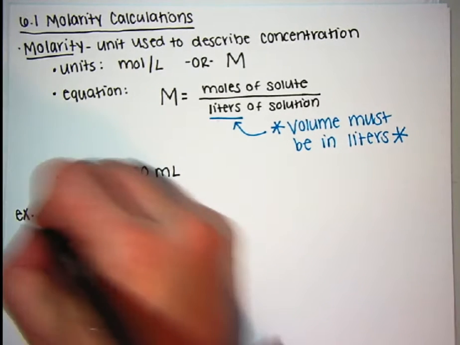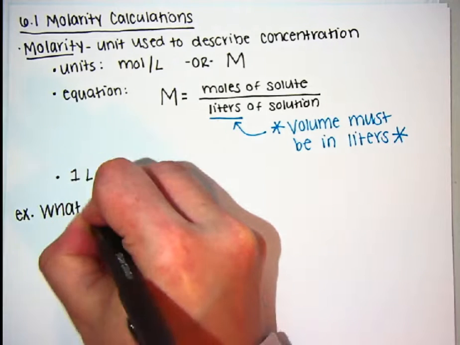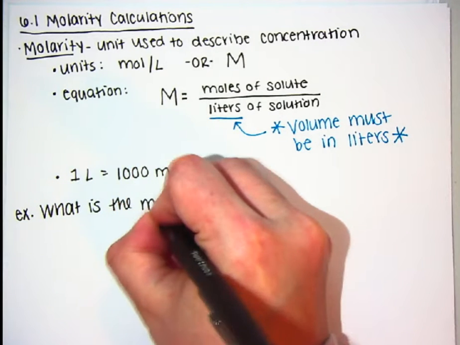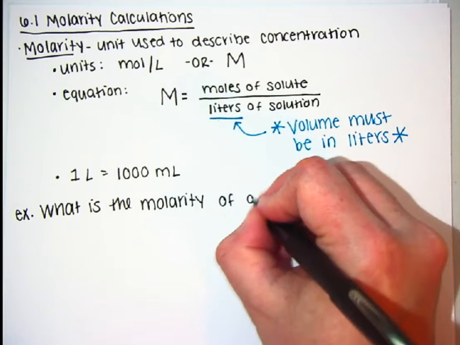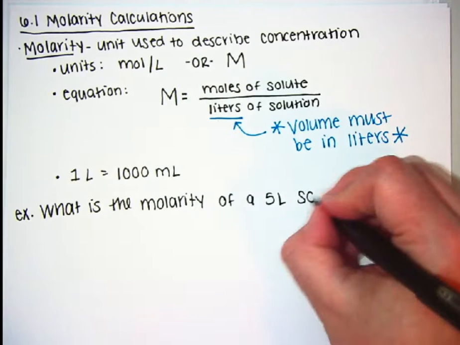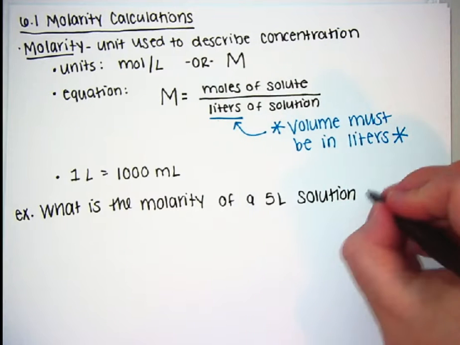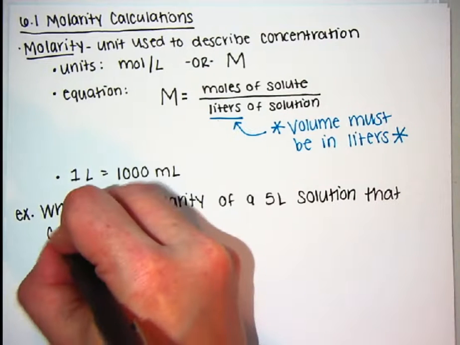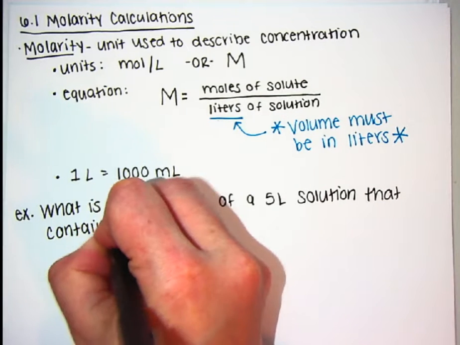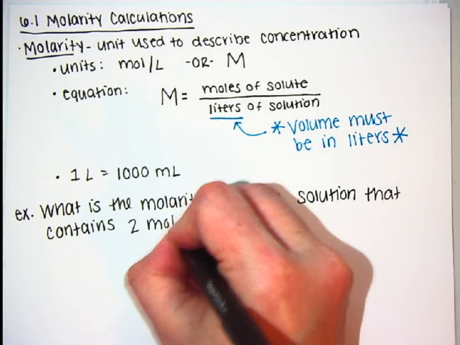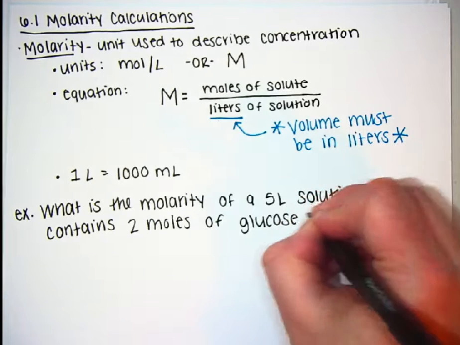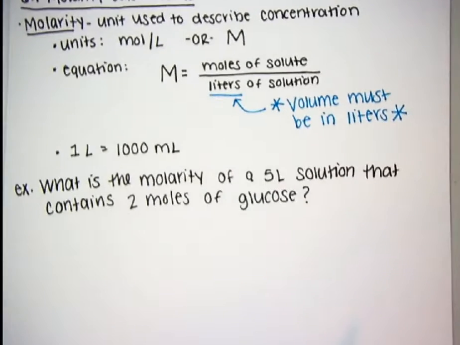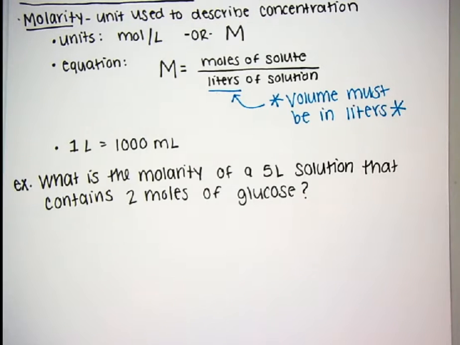Alright, let's start simple. What is the molarity of a 5-liter solution that contains 2 moles of glucose?